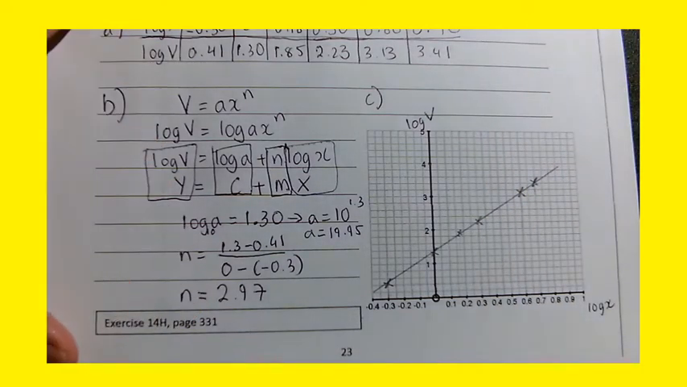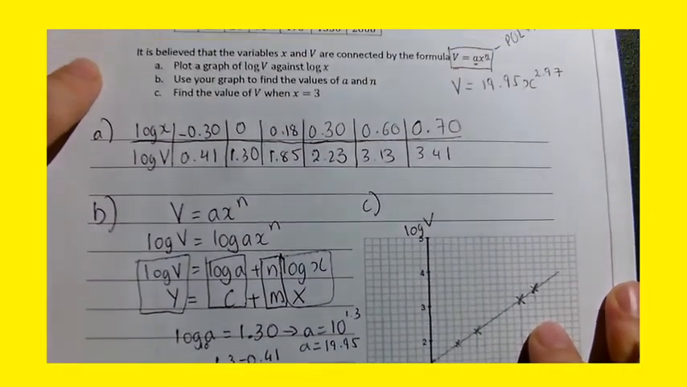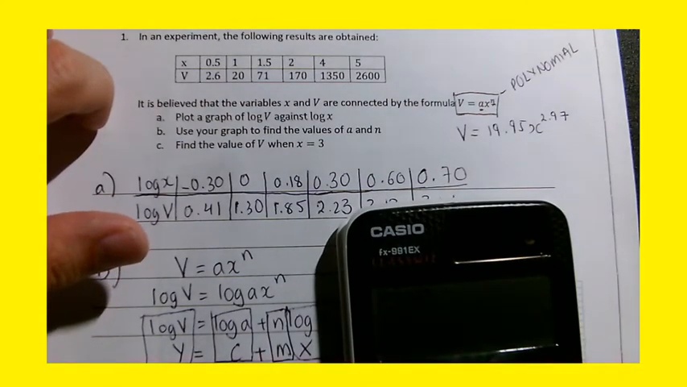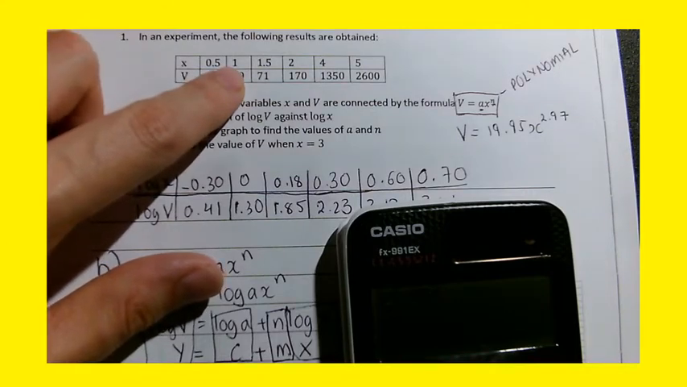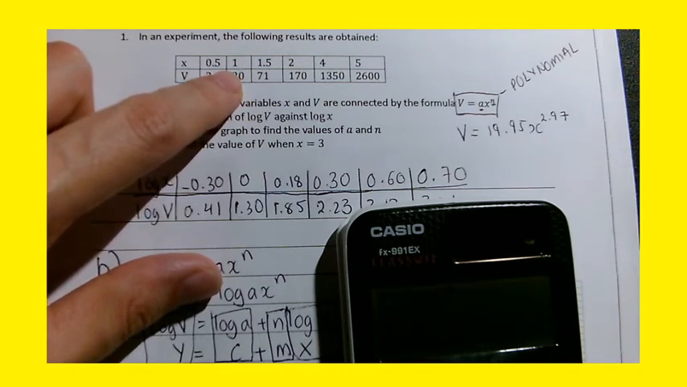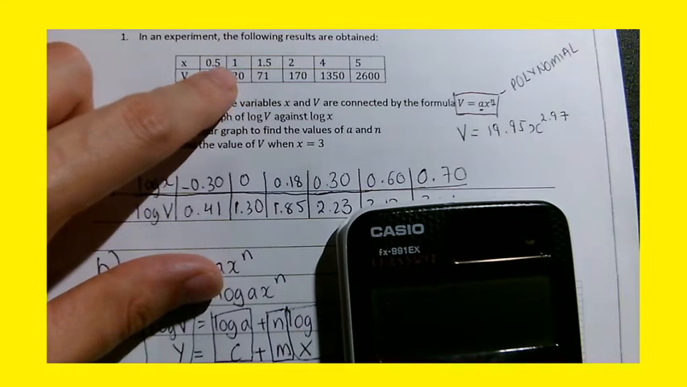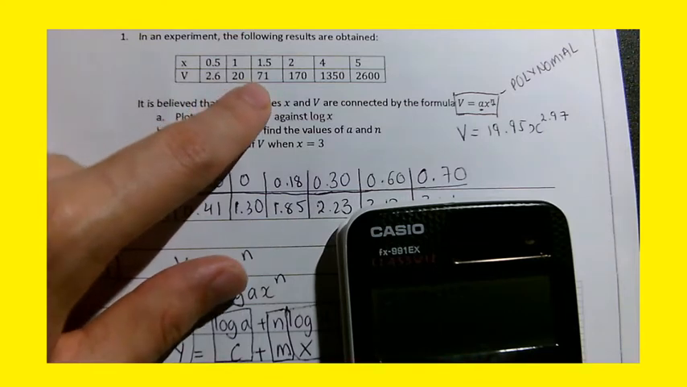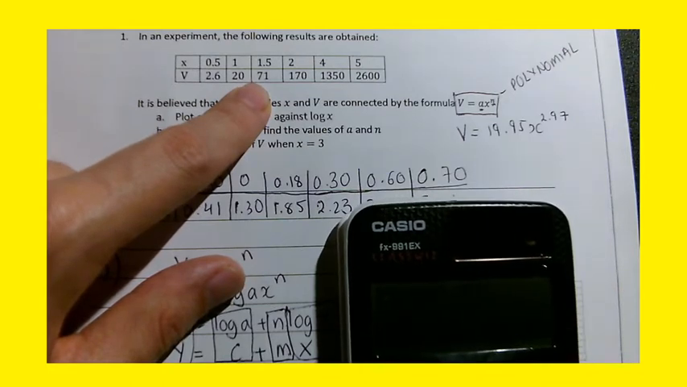Okay, now let's see if that's a good enough fit for the data that we have. So if I do 19.95 and I multiply by 1 to the power of 2.97, I should be able to get a v value of roughly 20, which is not too far off. Let's see if I can get close to 71. So I'm going to do 19.95 times by 1.5 to the power of 2.97. I should get close to 71. I've got 66.51. That's not too bad.